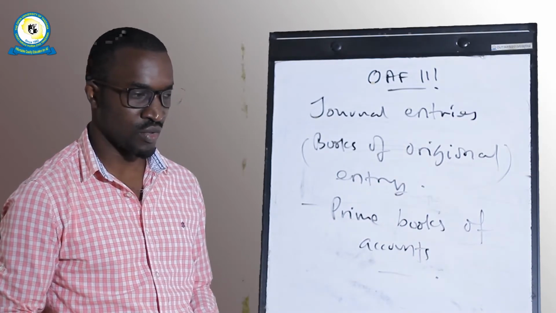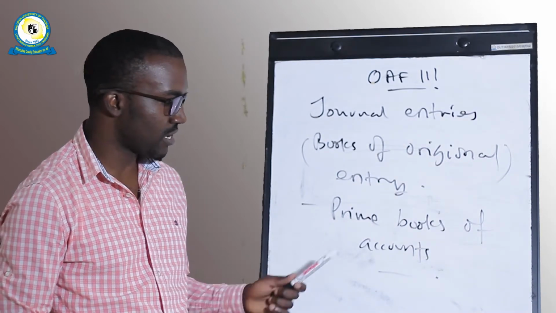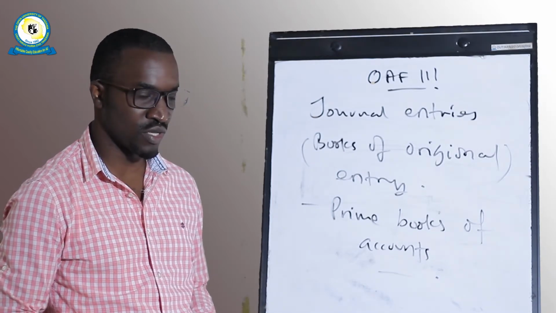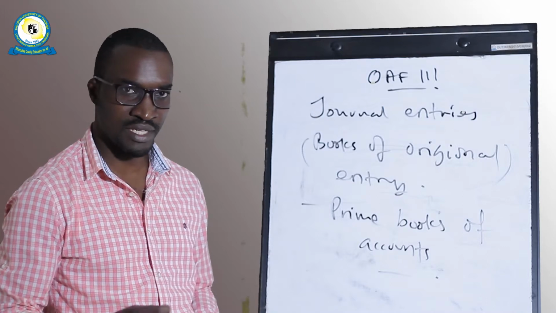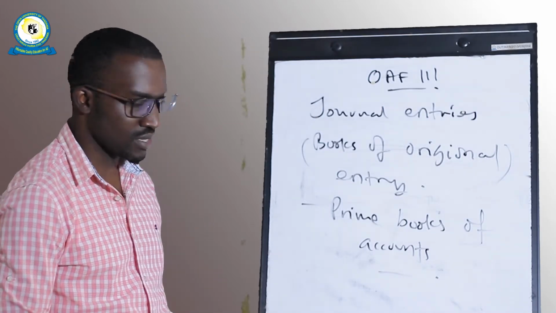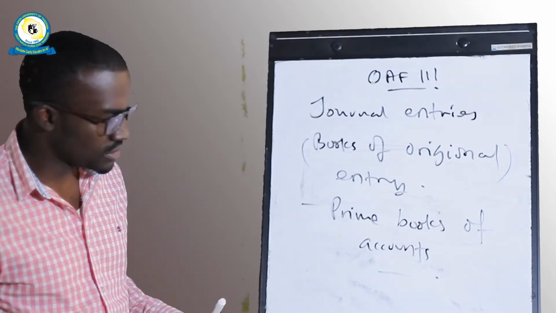Part 1, you are supposed to explain books of original entry that you know. But in part 2, you are given some of the economic events, some of the business transactions, and the task you are given is to come up with the journal entries. Okay. Now let us see the question, and we go about it.